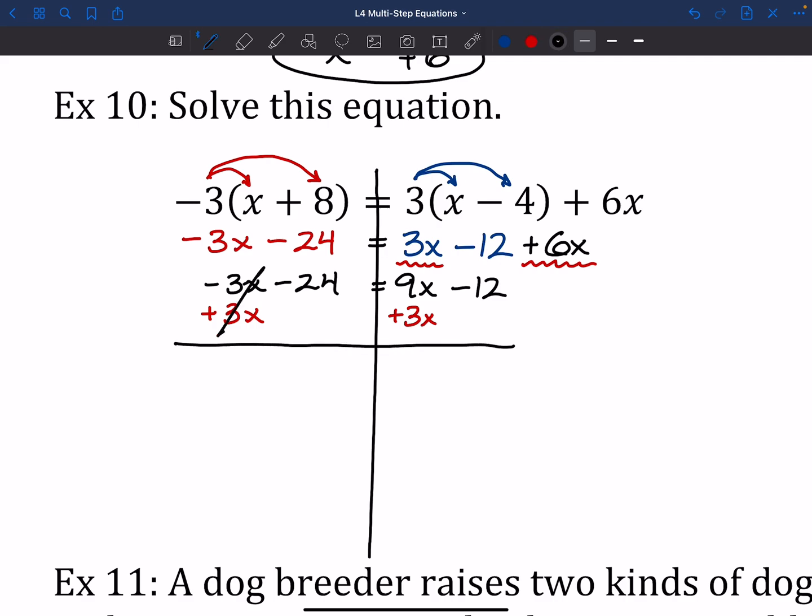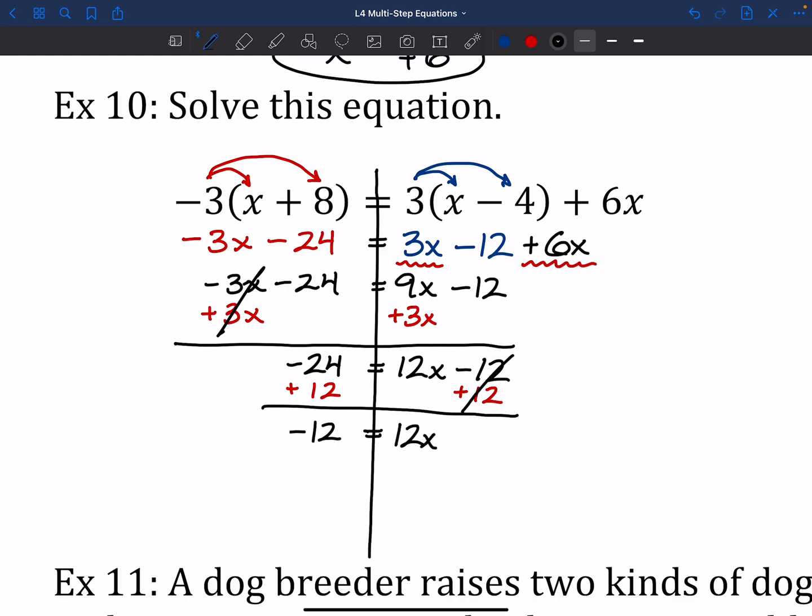All right, so they're gone from there. We're left with negative 24 on that side. Over on the right-hand side, 9 plus 3 gives us 12x, with that minus 12 still around. So all my variables are now on the right-hand side. That means that this minus 12 has got to go over to the left side. So negative 24 plus 12 brings us up to negative 12. Over on the other side, we have 12x and nothing else.